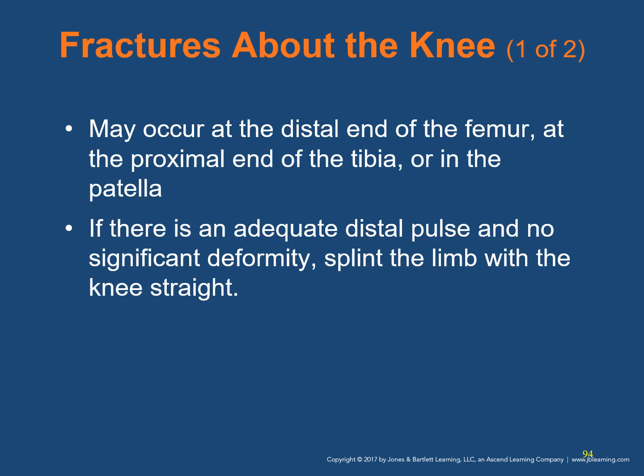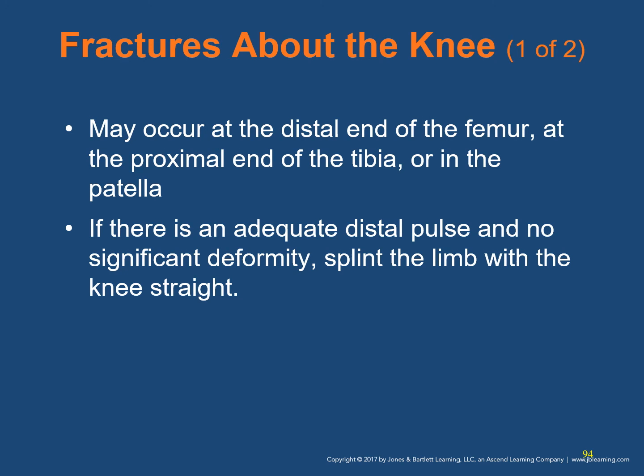Fractures about the knee. Fractures about the knee may occur at the distal end of the femur, at the proximal end of the tibia, or in the patella. It is easy to confuse a non-displaced or minimally displaced fracture about the knee with a ligament injury. Management of the two types of injuries is as follows.